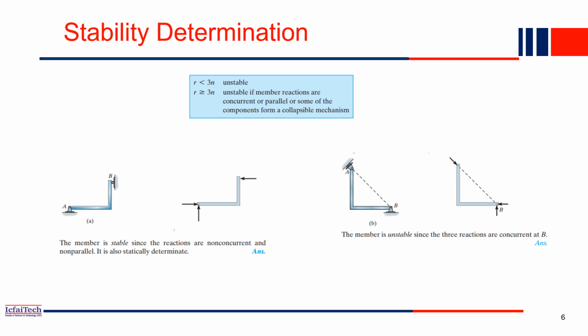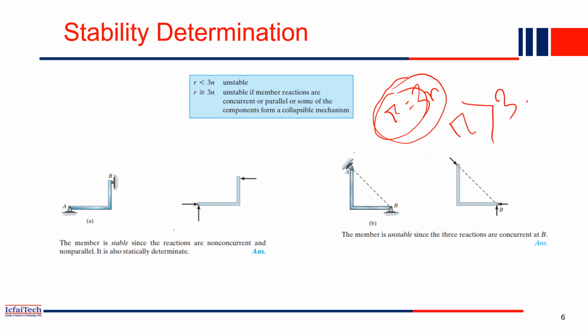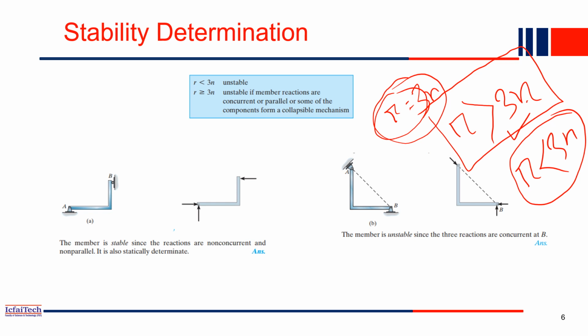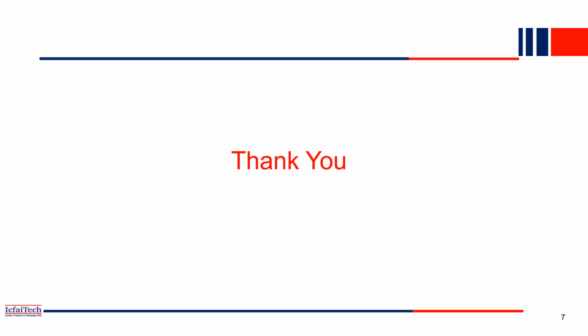So how do we calculate the stability of the structure? Already we have discussed r. r is basically the reaction. So if r equals 3n, then it is a determinate structure. If r is greater than 3n, then we call it an indeterminate structure. If r is less than 3n, then we call it an unstable structure. Right.